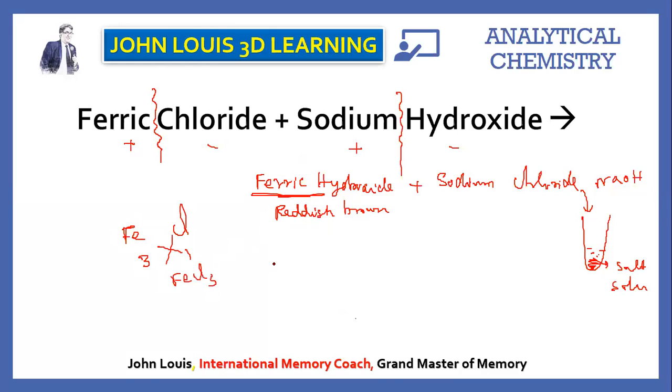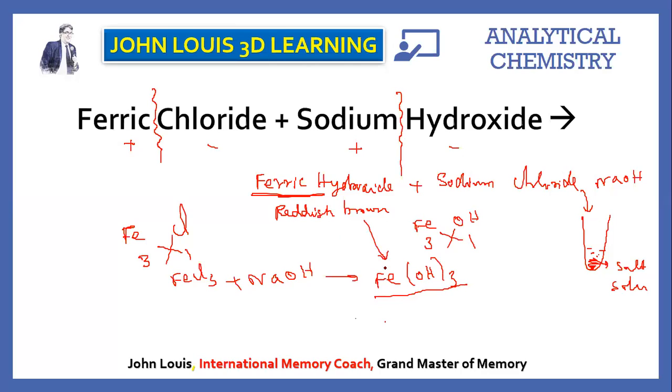Then what is the formula of sodium hydroxide? Already we know, NaOH. Now what is the formula of ferric hydroxide? Fe valency 3, hydroxide valency 1. So if you interchange, what do you get? Fe(OH)3. What is its color?